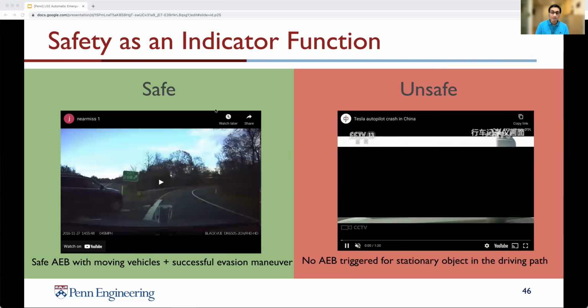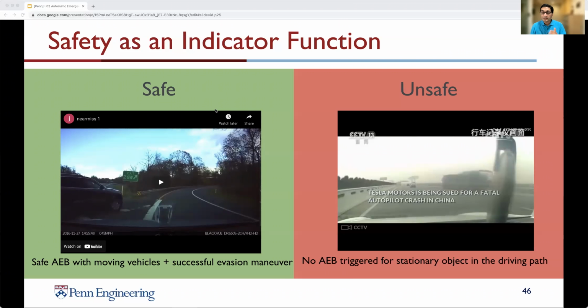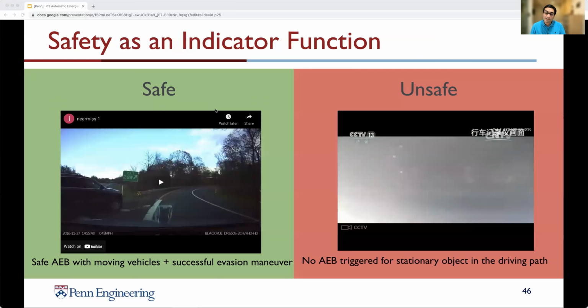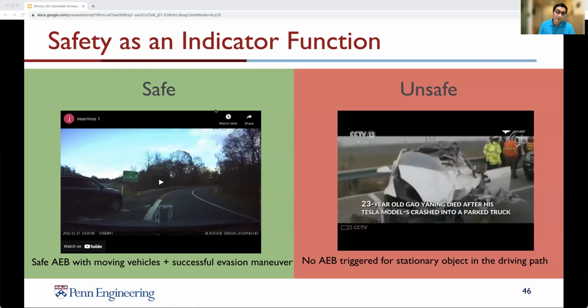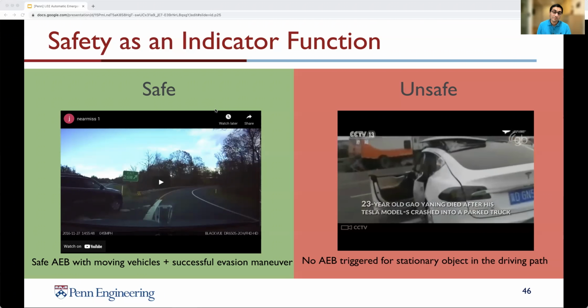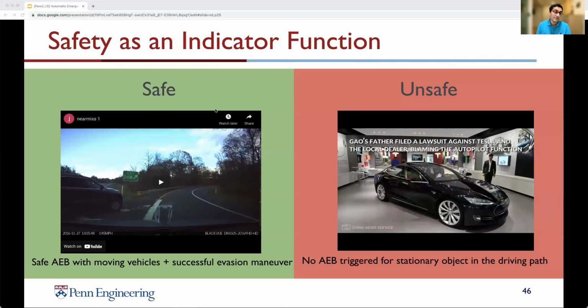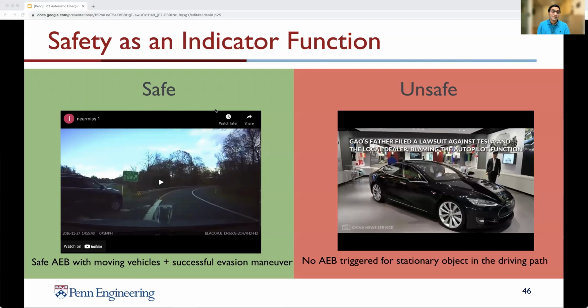Now on the right-hand side, you can see this car is driving down the highway in China at about 55 miles per hour. On the left, there is a stopped street cleaner, and no AEB is triggered for this stationary object in the driving path. This results in a fatal accident of a 23-year-old. That shows a failed case where the AEB clearly could not detect a stopped obstacle or stationary object.